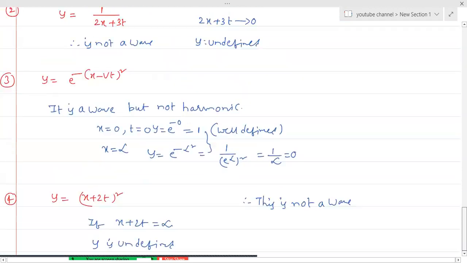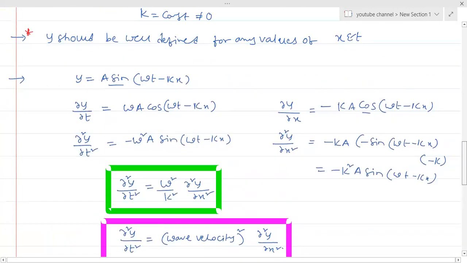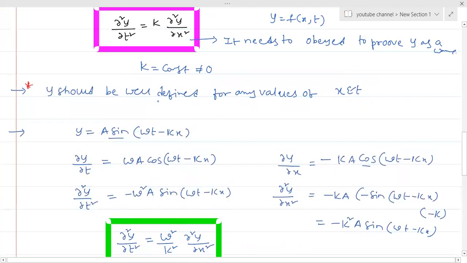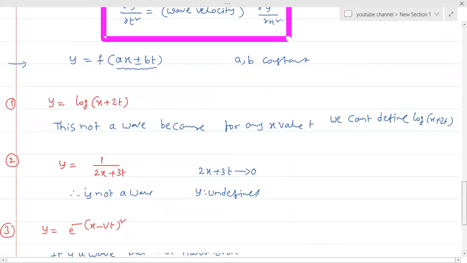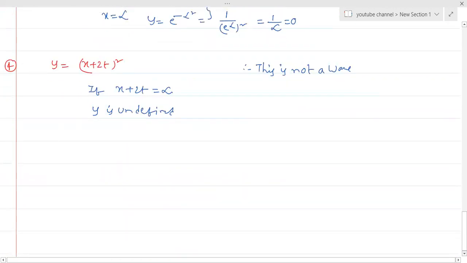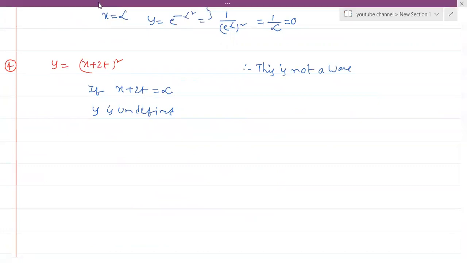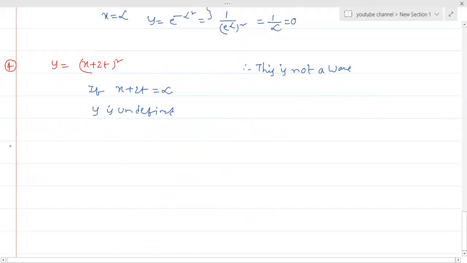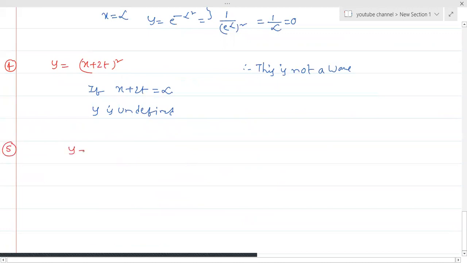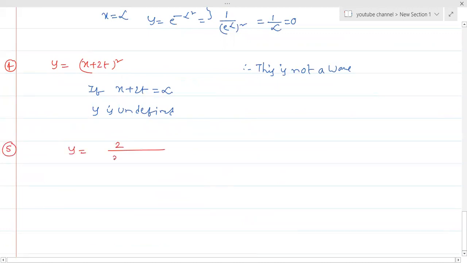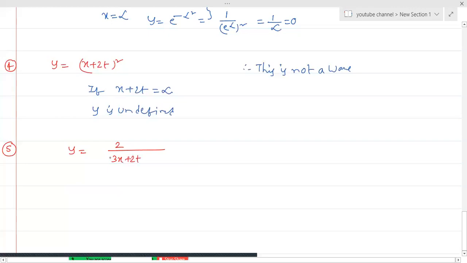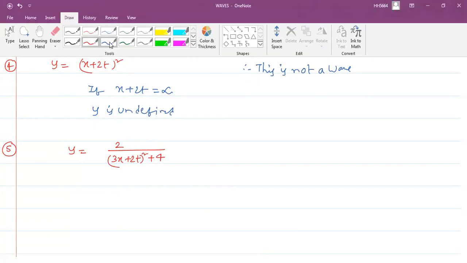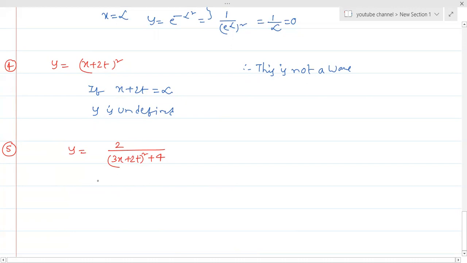So this is a very important condition you need to understand. y should be well defined for any values of x and t. It can be definable for 0 or it can be definable for infinity also. Now we are going to see a beautiful one. For example, y equivalent to 2 by (3x plus 2t) whole square plus 4. We need to check whether this is a wave or not.